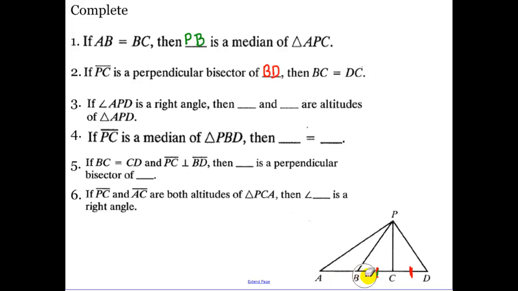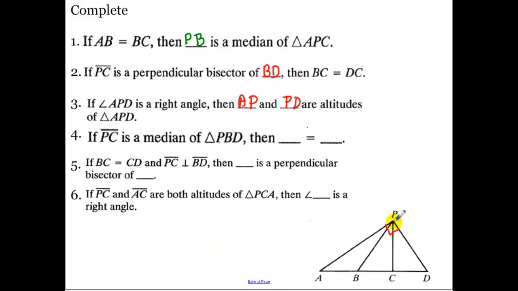Okay, if in triangle APD I have a right angle in here, then what are my altitudes? Remember I talked about how the altitudes in a right triangle are the legs. So AP and PD are going to be our altitudes.